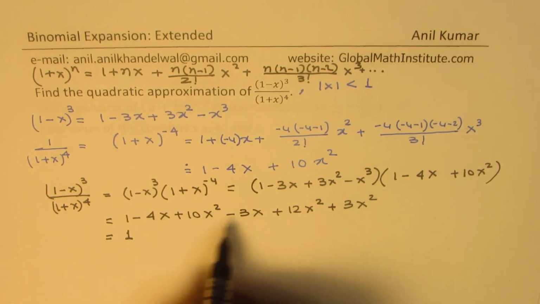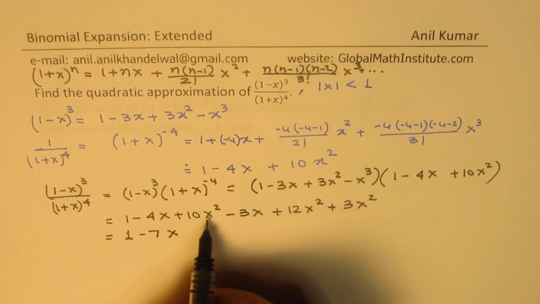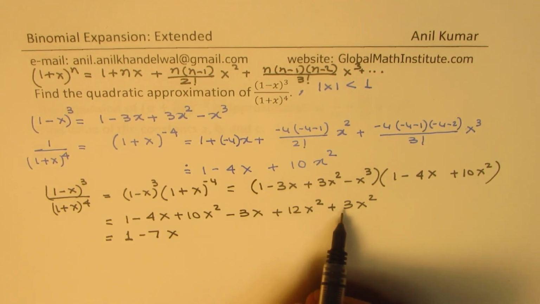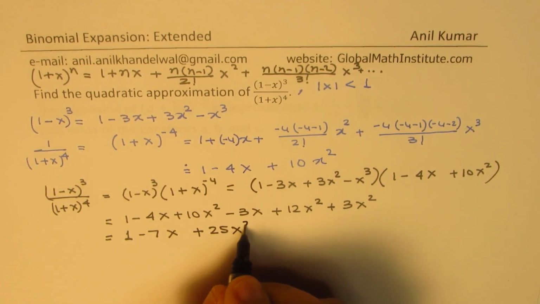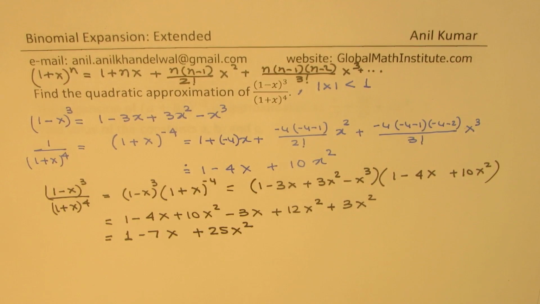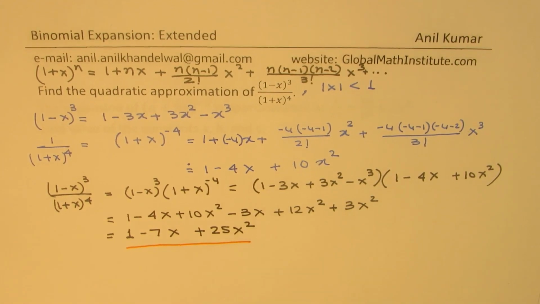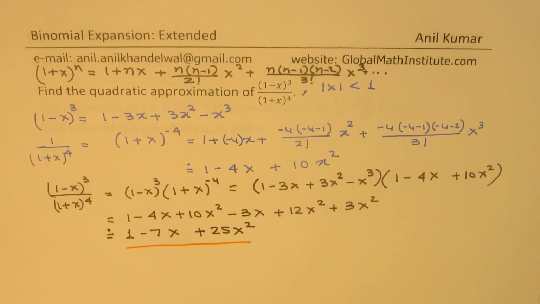Powers of x as 1 being 4 and 3, so minus 7x. As far as x squared is concerned, we get 10, 22, and 3 is 25. So we get plus 25x squared. So that becomes the answer for this particular question. Right? So this quadratic equivalent is approximately equal to 1 minus 7x plus 25x squared.